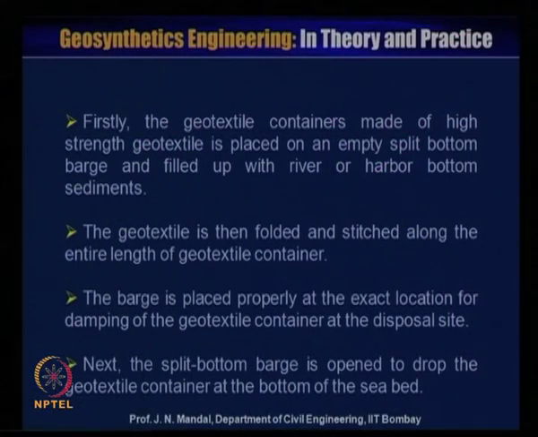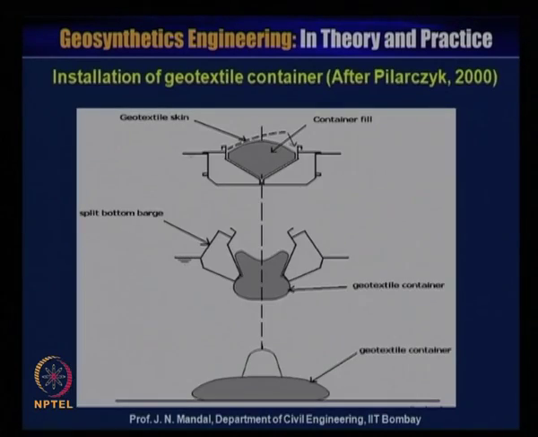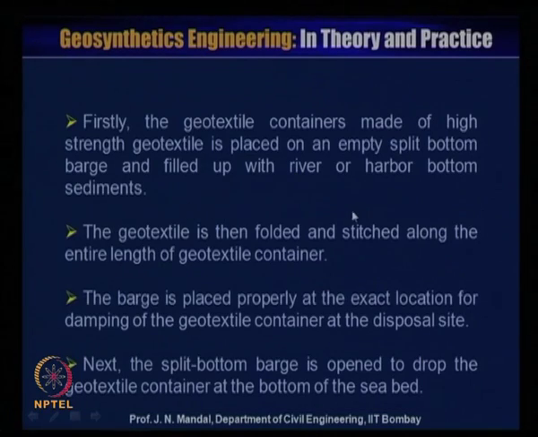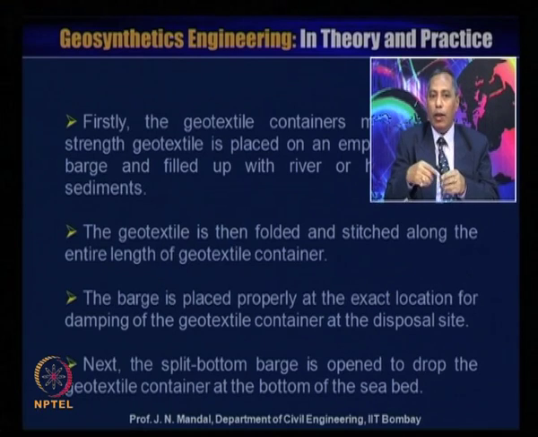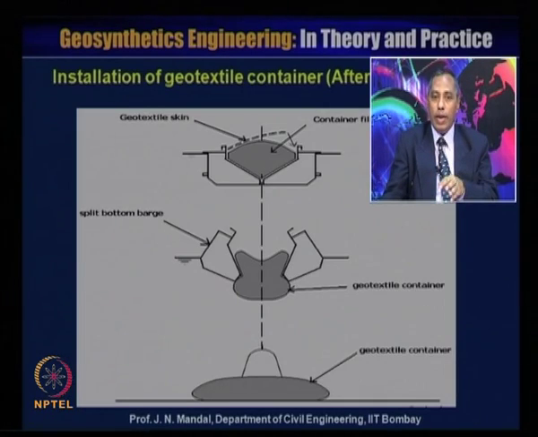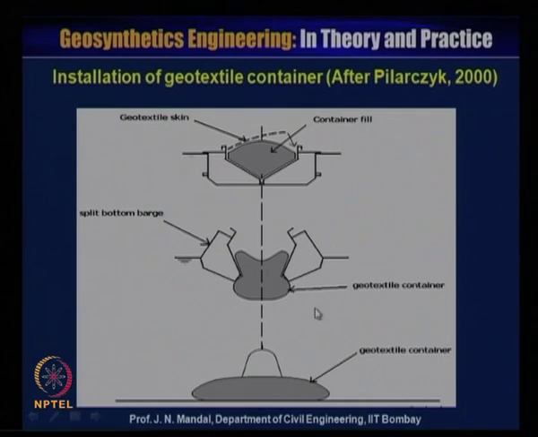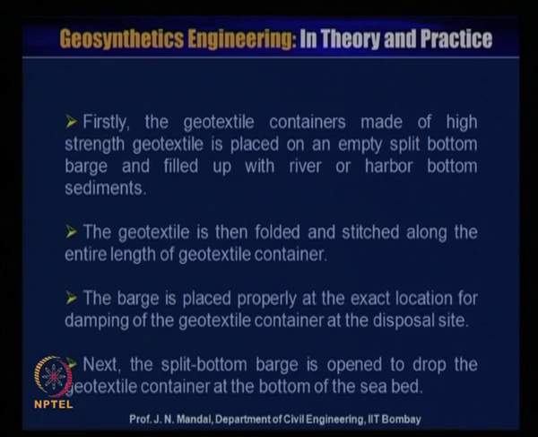So here I am showing that firstly the geotextile container made of high-strength geotextile is placed on the empty split-bottom barge. Here you place the empty split-bottom barge and fill it up with the river or harbor bottom sediment. The geotextile is then folded and stitched along the entire length of the geotextile container. The barge is placed properly at the exact location for dumping of the geotextile container at the disposal site. Next, the split-bottom barge is opened to drop the geotextile container at the bottom of the seabed.